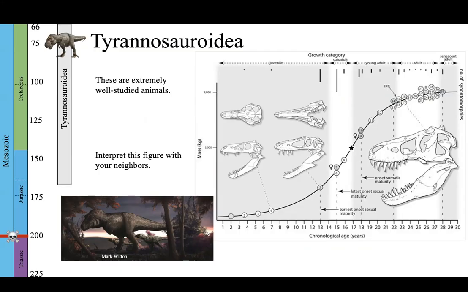So I'm going to stop talking for a minute. Go ahead and pause this if you can, and take a minute to look at this figure. What's on the x-axis? What's on the y-axis? What's the story here of Tyrannosaur evolution? All those little circles you're seeing are specimens that exist in museum collections. So I'll let you do that.